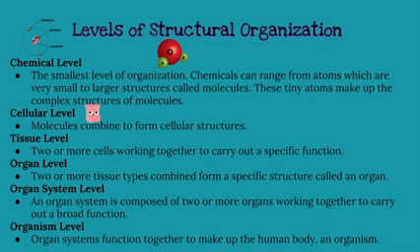Then these cells will combine and work together to form tissue. This is called the tissue level. Tissue will then combine to form a specific organ. This is called the organ level.